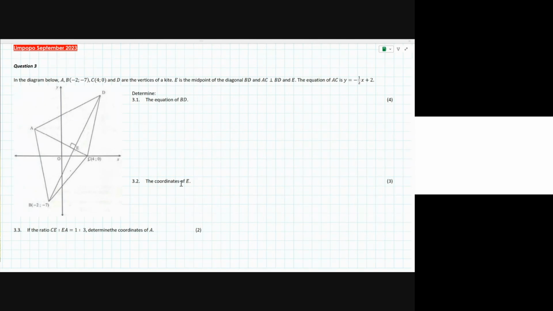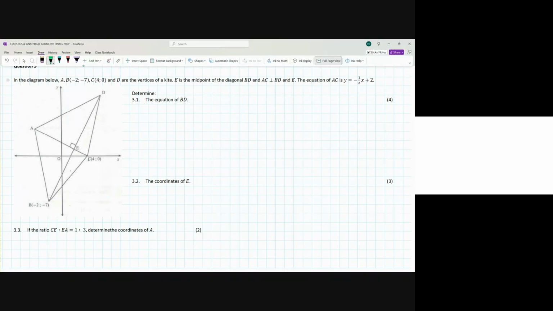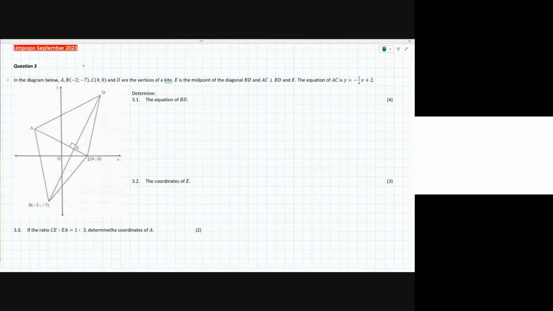So in the diagram below, A, B at -2, -7, C at 4, 0, and D are the vertices of a kite. Now, I'm going to just stop right here. Whenever we tell you a quad is something specific, so I've told you it's a kite, you can now assume all properties of a kite are true. So you can now assume that its diagonals intersect at 90 degrees. You can assume that adjacent sides are equal. You can assume that one diagonal bisects the other, etc. So the second I'm telling you it is something, all of the properties should now apply.